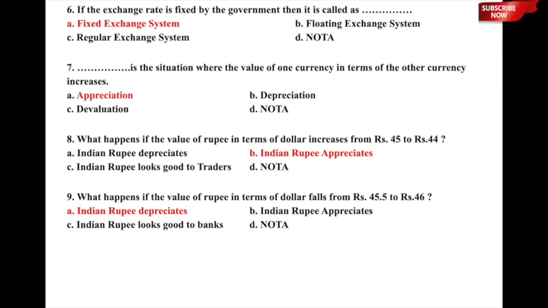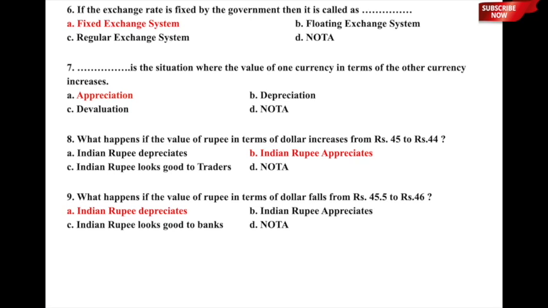The underlying options are A, Indian rupee depreciates, B, Indian rupee appreciates, C, Indian rupee looks good to traders, or D, none of the above. So here, when the value of rupee in terms of dollar increases from 45 to 44 in our example, then the Indian rupee appreciates. So here it is a pure case of appreciation. So option B, Indian rupee appreciates, is the correct answer. Let us now move to the next question.